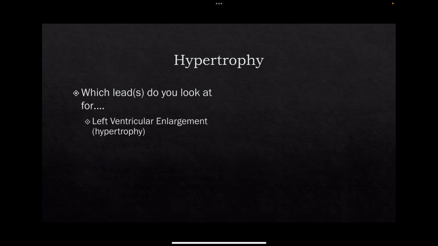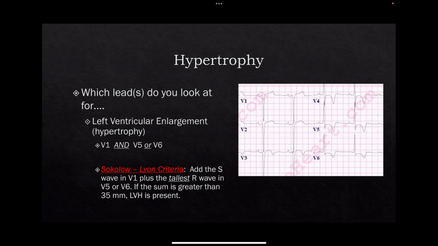Okay, left ventricular enlargement, V1 and V5 or V6. Where are you going to see very tall R waves with LVH? V5 and V6. What should you see in V1? Deep S wave, because it's reciprocal changes from the anterior to lateral. Okay? So that's the Sokolow-Lyon criteria. Again, look how deep that is and how tall V5 and V6 are.